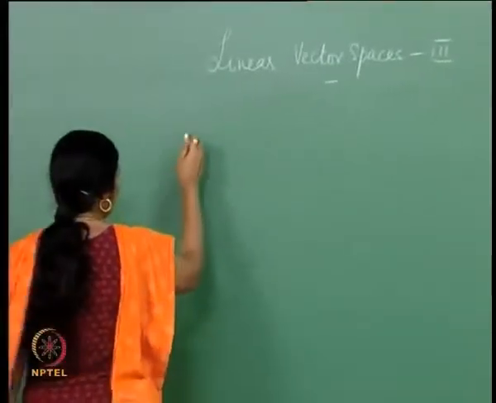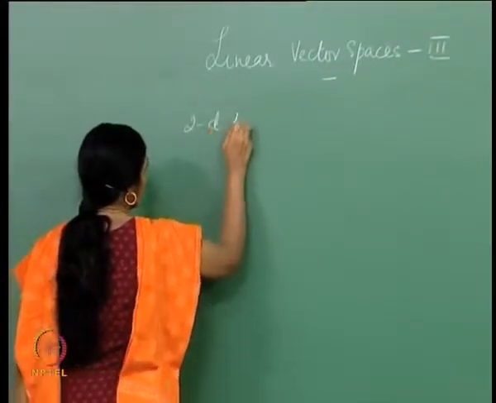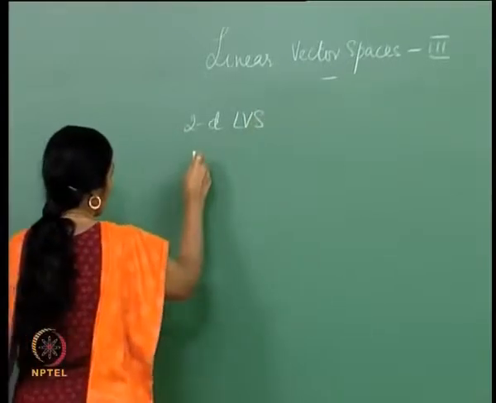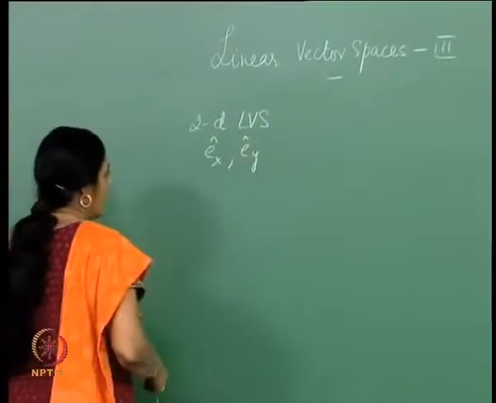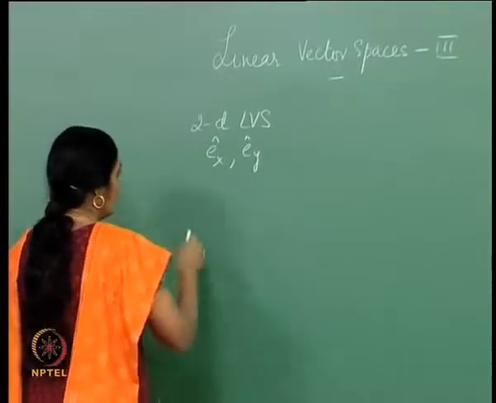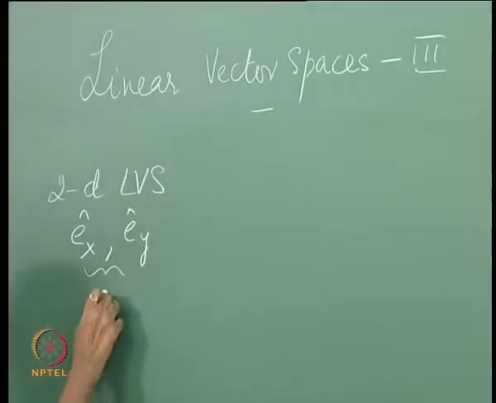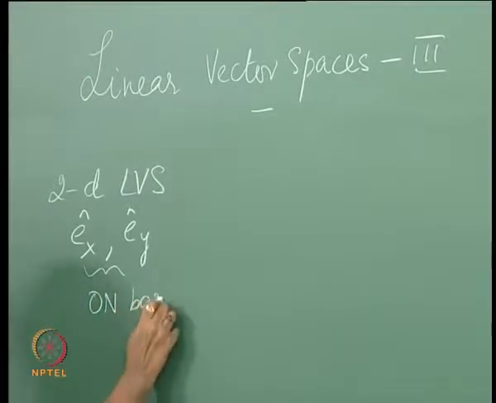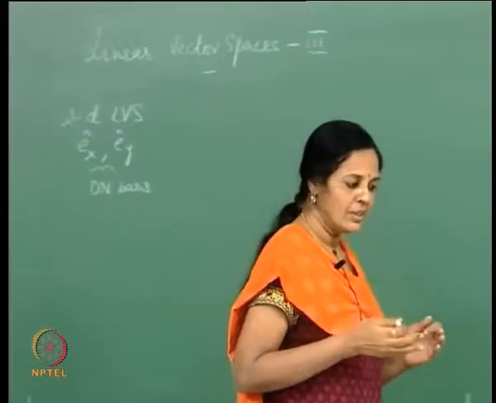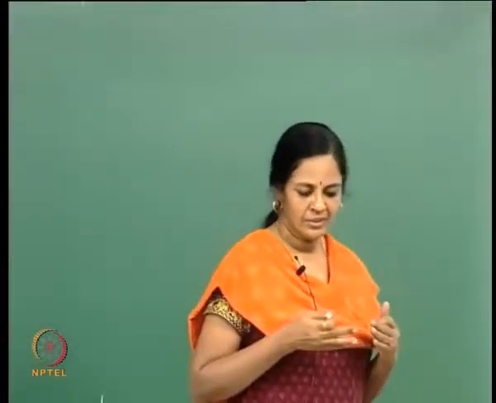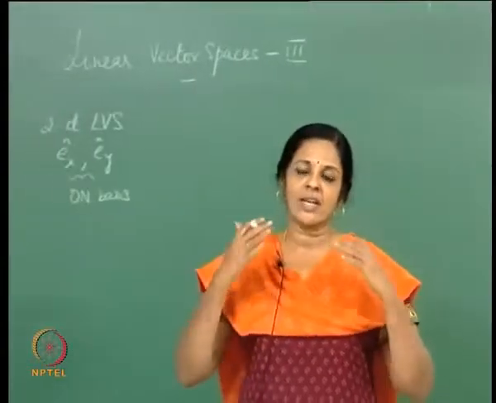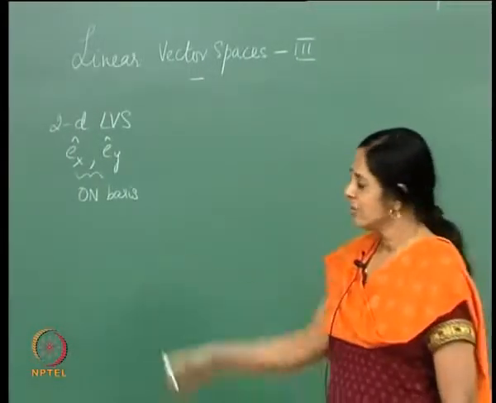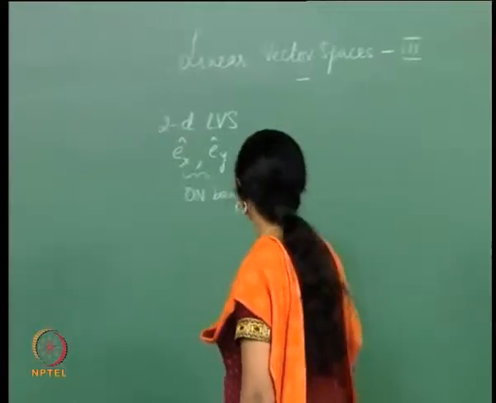Most of the time we were talking about a two-dimensional linear vector space, and I had basis vectors Ex and Ey. This was an orthonormal basis. So they were normalized to unity and they were orthogonal to each other. All vectors in this space can be expanded as a superposition of these two basis states.